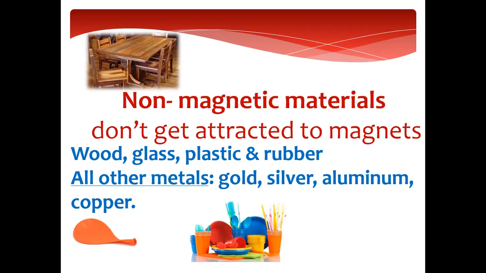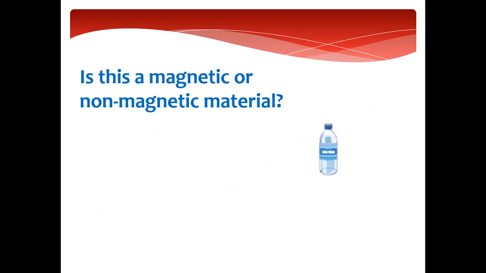Now we are going to have some examples and you will tell me is it magnetic or non-magnetic, and I'm with you. Now here you have a bottle and it is a plastic bottle, or even a glass bottle, but here I'm getting a plastic bottle. Do you think it's magnetic or non-magnetic? Non-magnetic. Why? Because it's made of plastic. Even if your bottle at home is made of glass, is glass magnetic or non-magnetic? Non-magnetic, because it will not be attracted to the magnet.